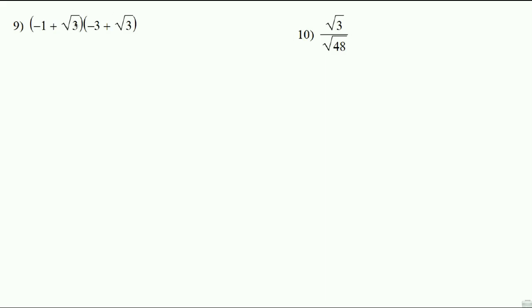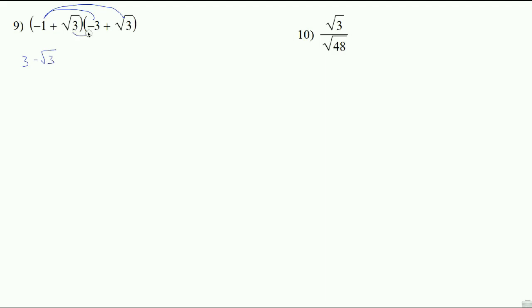Next one, looking through, we can't simplify the square root of 3. So we just have to multiply this out using the distributive property or FOIL. So negative 1 times negative 3 is 3. Negative 1 times root 3 is minus root 3.